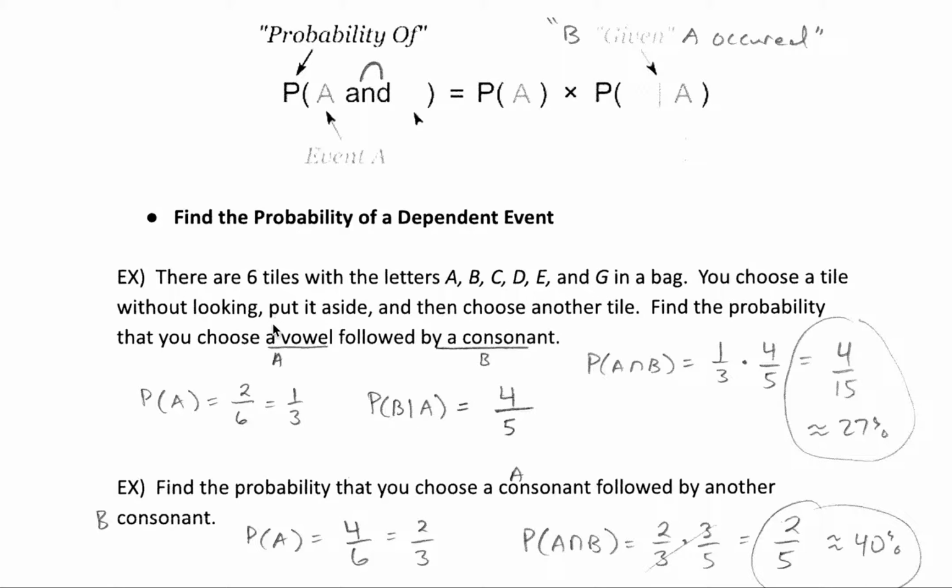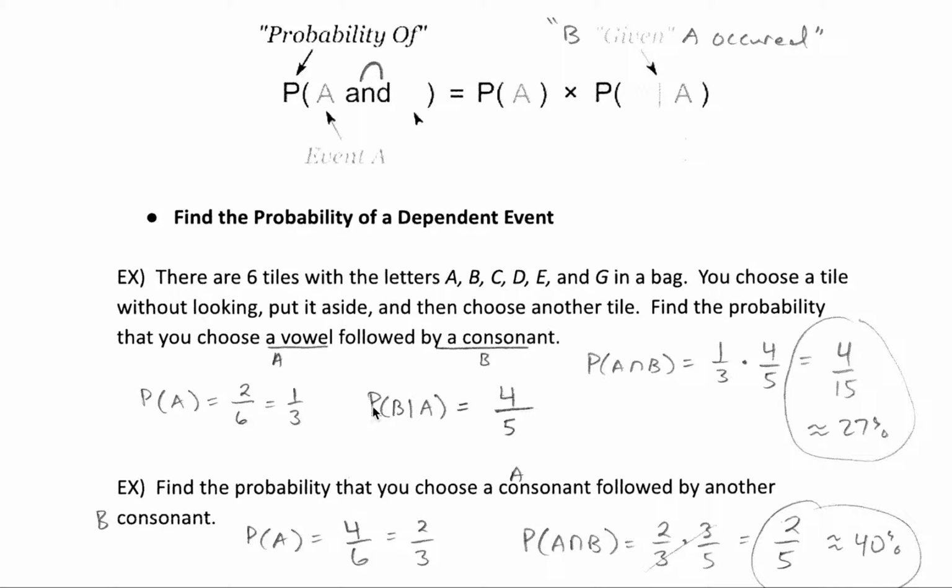We're going to choose a tile, and then we're going to put it aside. We're not going to put it back. So because we don't put it back, that's going to affect the probability of the second tile that we choose. So find the probability that we choose a vowel first and then a consonant. So let's find the probability that we choose a vowel. So out of 6 tiles, there are A and E, 2 vowels. So 2 out of 6 we could reduce down to 1/3.